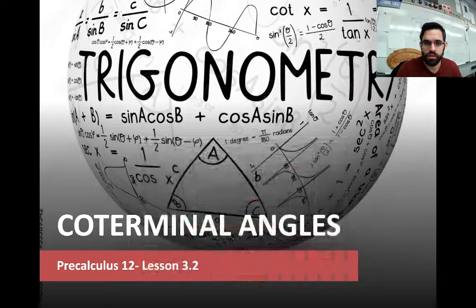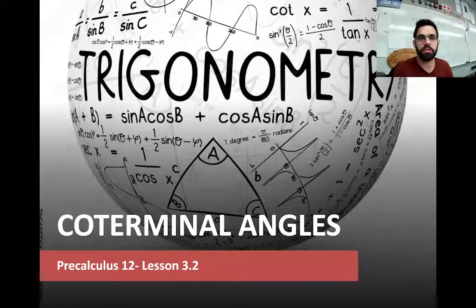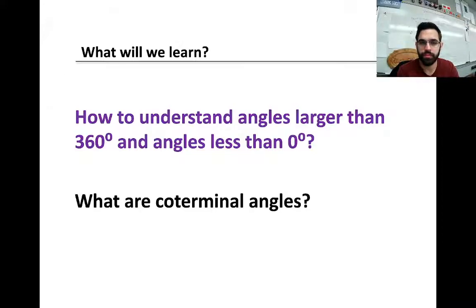This is lesson 3.2 of our Pre-Calc 12 class. Unit 3 is called Trigonometry, and lesson 2 is called Coterminal angles. In this lesson, we're going to talk about how we understand angles greater than 360 or less than 0 degrees, or as we know now, greater than 2 pi or less than 0. But we're also going to talk about what coterminal angles are.